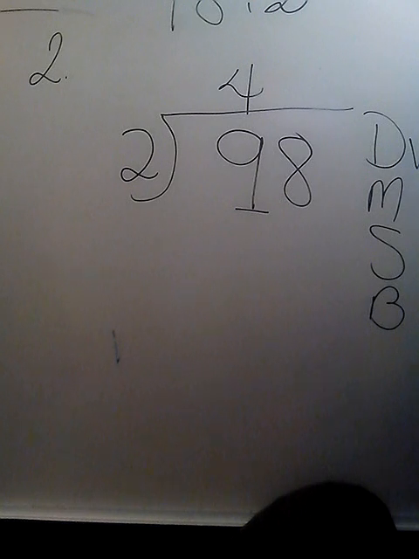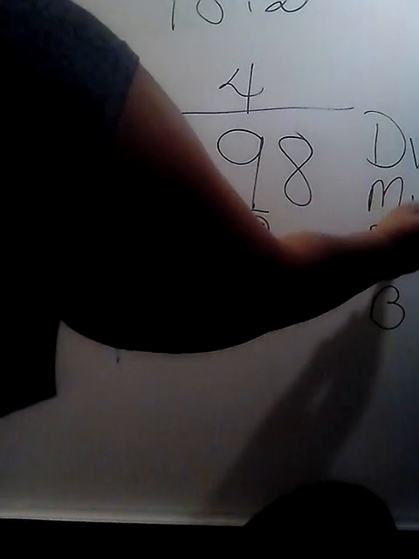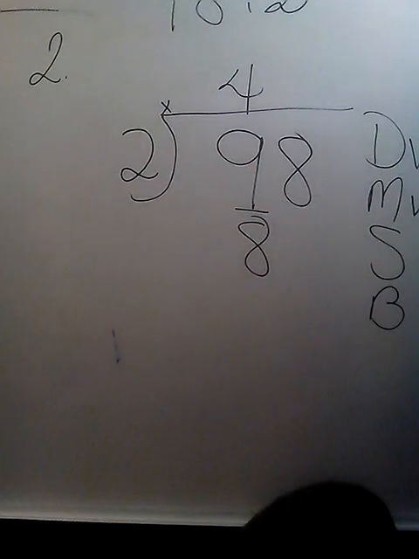Now I'm going to multiply because that's what the M stands for. So 4 times 2 equals 8. That 8 goes right up under this 9. And I just multiplied. Okay, and I'm going to subtract.